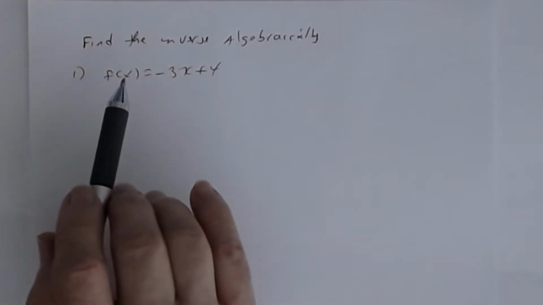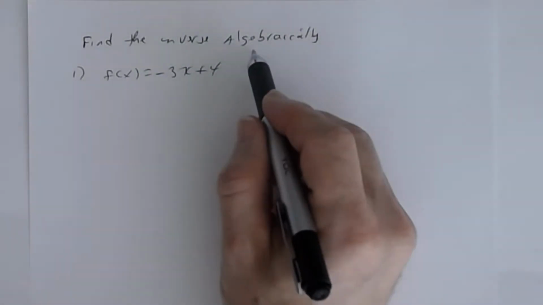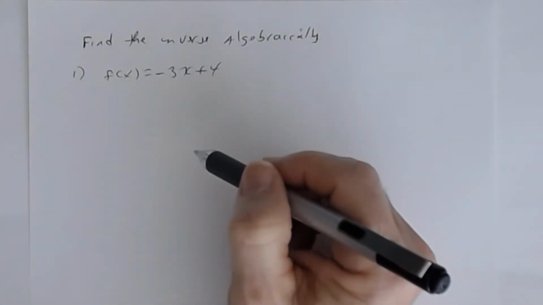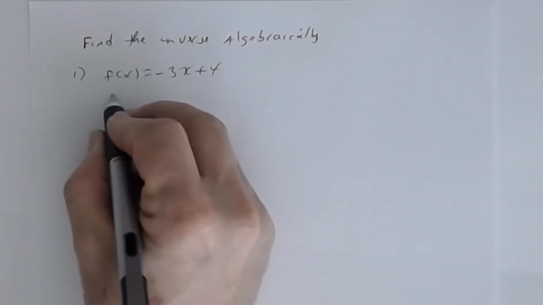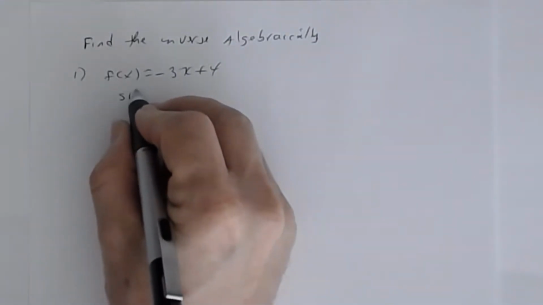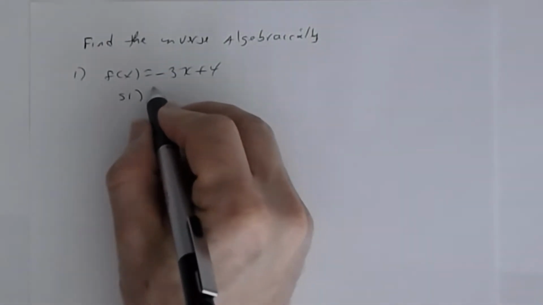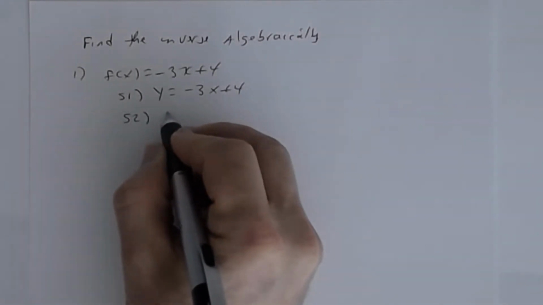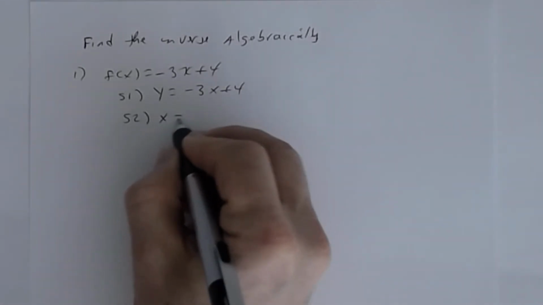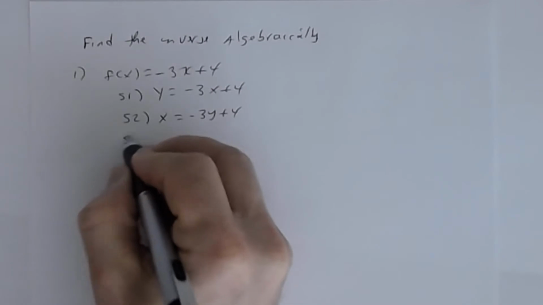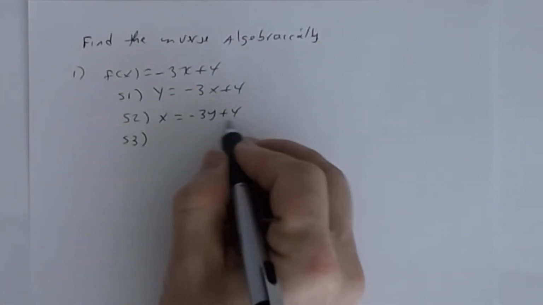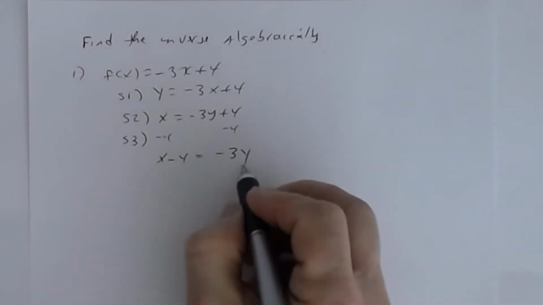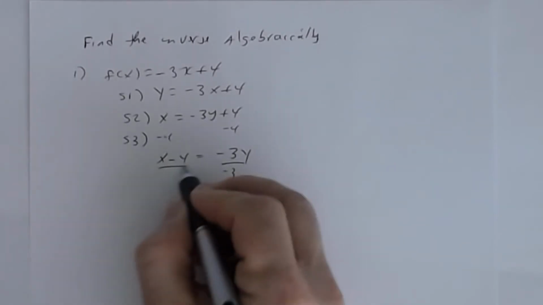But always follow directions. It does say do this algebraically. So you have to show those steps. That's important. Follow the directions. Okay, so then step 1. S1 means step 1. Step 1, you're going to replace f of x with y. So y equals negative 3x plus 4. Step 2. You interchange the coordinates. x equals negative 3y plus 4. Step 3. You solve for y. So we're going to subtract 4 from both sides. So I get x minus 4 equals negative 3y. And then you get y by itself, divide by negative 3, and you're done.